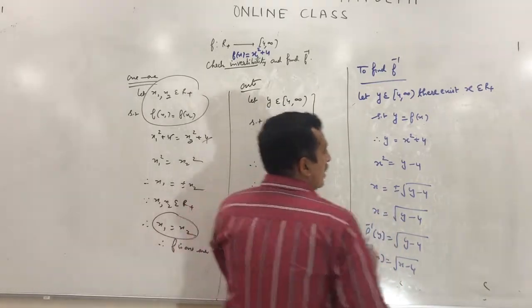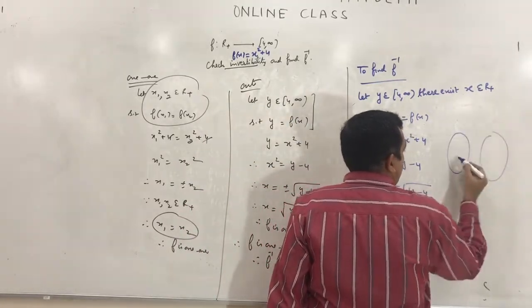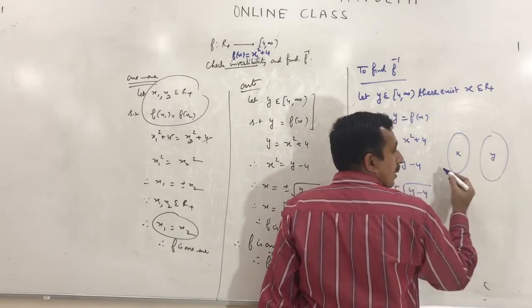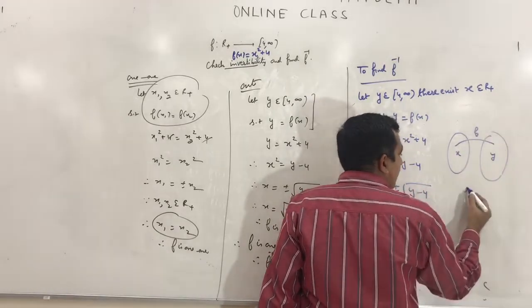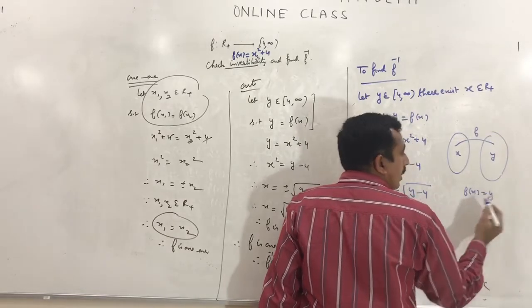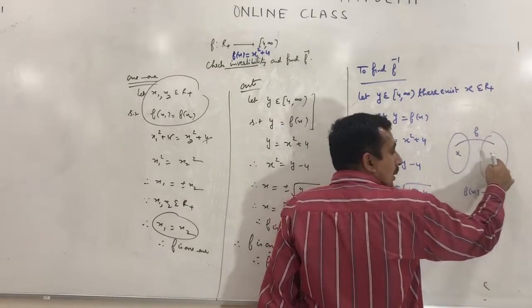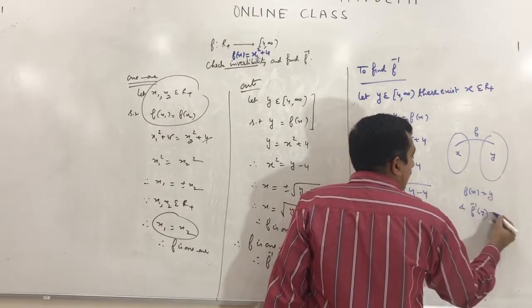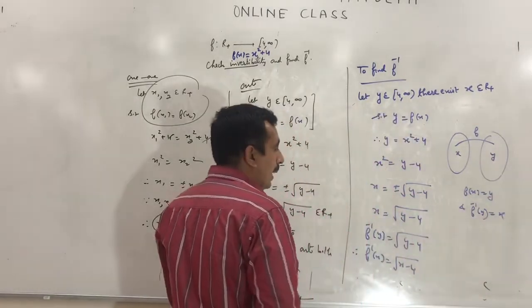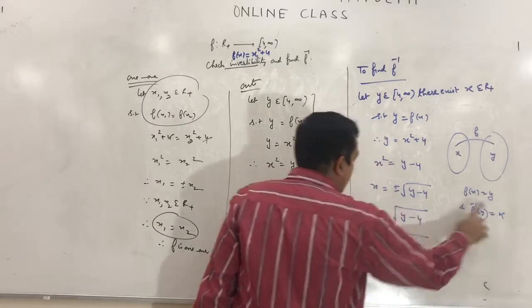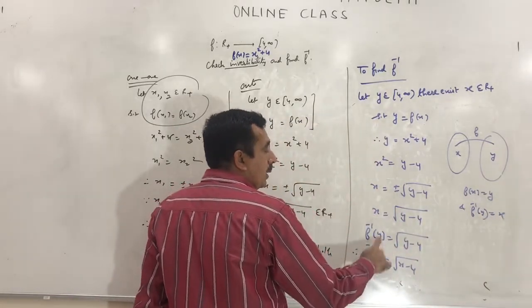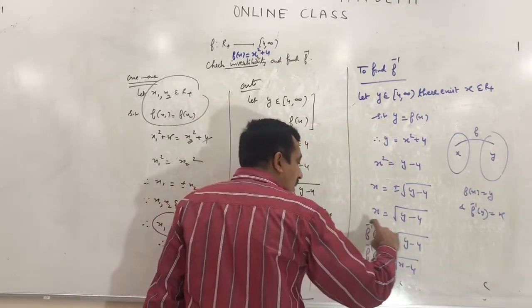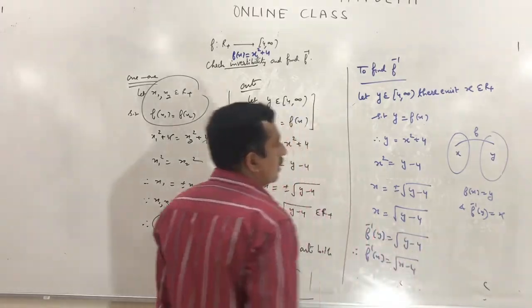Again see, this is x, this is y. F operates on x, we get y. And f inverse operates on y, we get x. So x is f inverse y. So this is f inverse y, this is f inverse x.